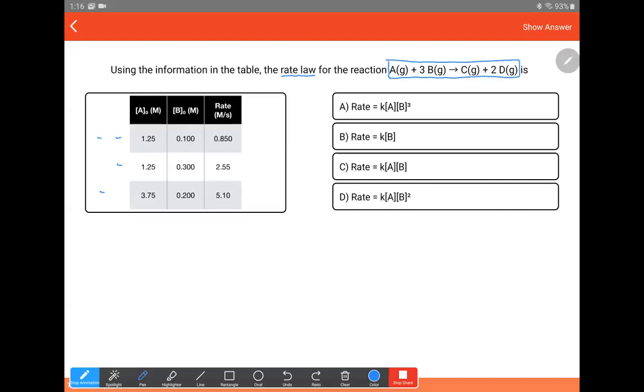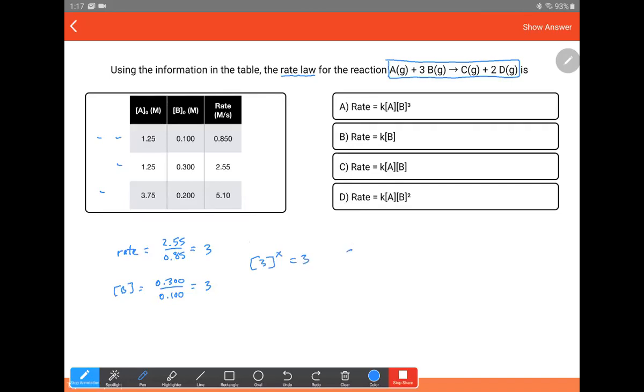So we're going to start with B here. And so we'll look at lines 1 and 2. And what we see for lines 1 and 2 is the rate goes from 0.85 to 2.55, which if we divide that, we get a tripling of the rate. We now look at the concentration of B, and we have 0.30 over 0.10, and that's 3. So we see tripling the concentration of B raised to what power gives a tripling of the rate? And so that is a 1.